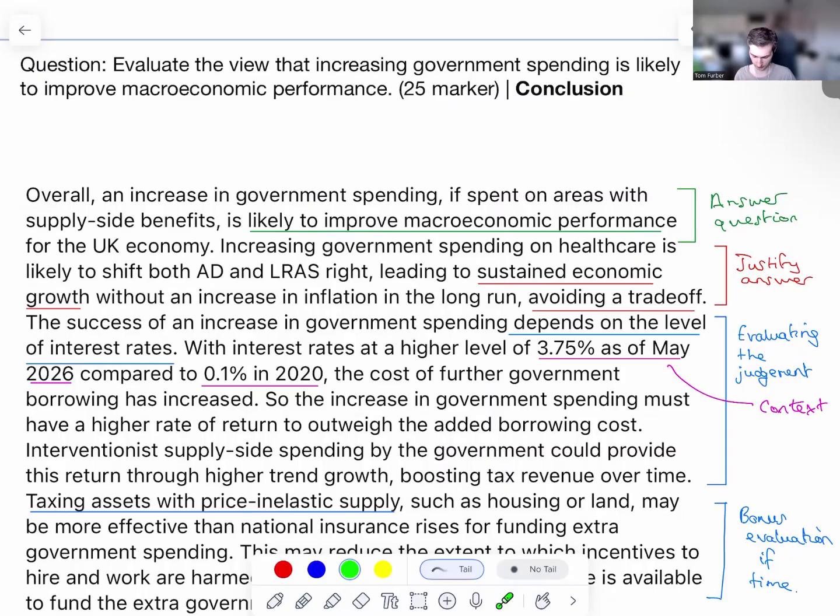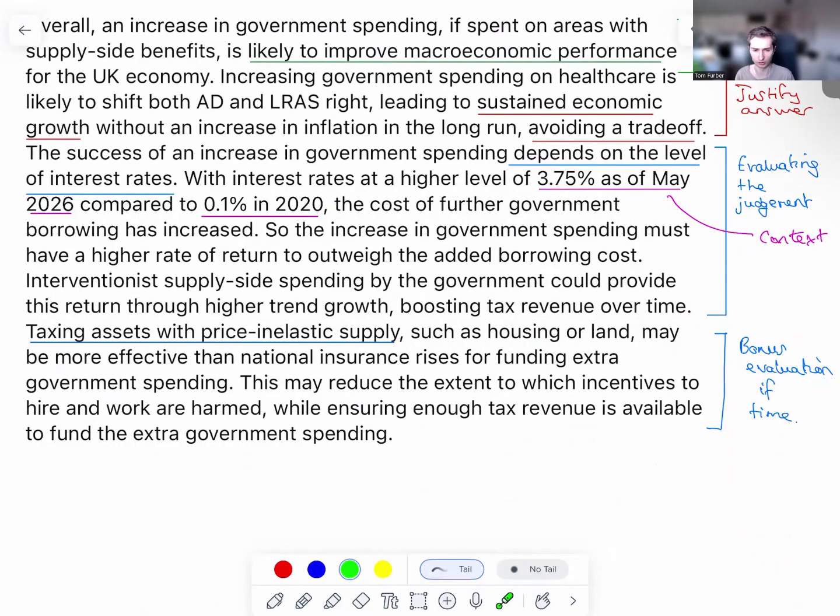And if you have time, there's a bonus evaluation point you could do. Taxing assets with price inelastic supply, such as housing or land, may be more effective than national insurance rises for funding extra government spending. This may reduce the extent to which the incentives to hire and work are harmed, while ensuring enough tax revenue is available to fund the extra government spending. That's it, that's the essay.